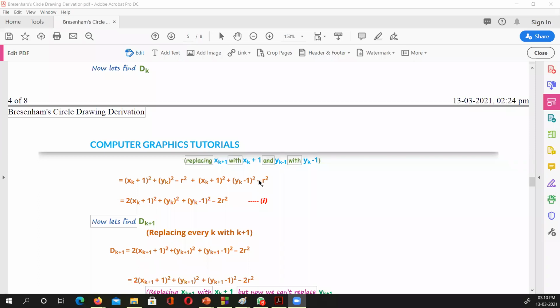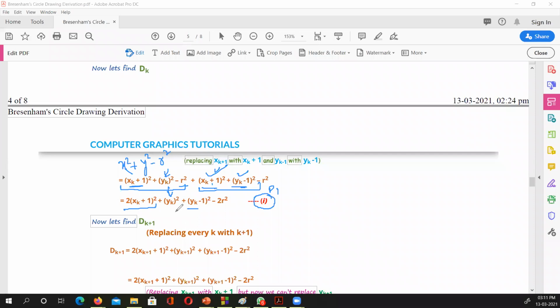You are adding what? This one is the function at P2, because here y doesn't decrement, and our equation is x square plus y square minus r square. X here becomes xk plus 1, increment x, y doesn't change, r stays like that, and this one is for P1 where x increments, y decrements, and r stays. When you add them together, this xk plus 1 is twice, so becomes twice xk plus 1. Then comes the yk square, then yk minus 1 square, then minus twice r square. This is my equation first.